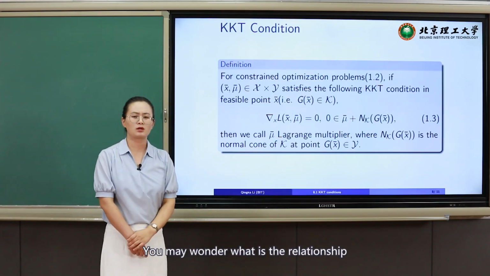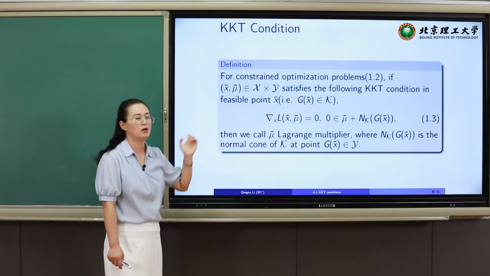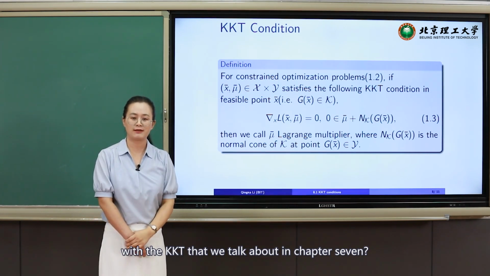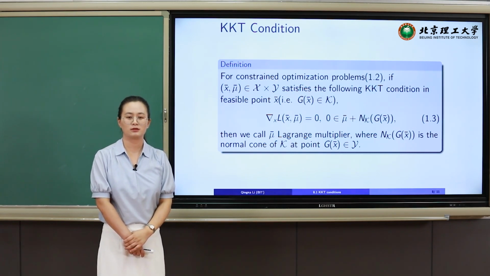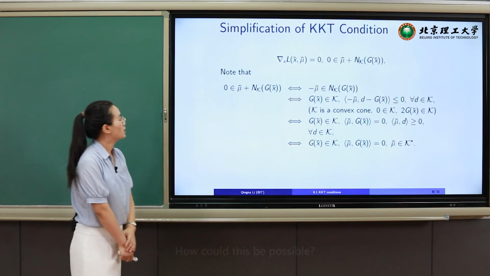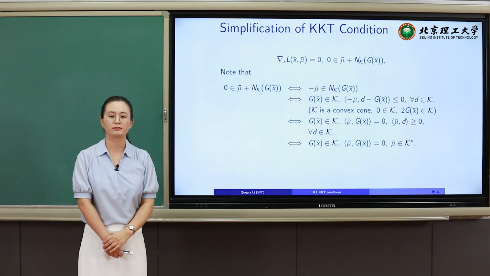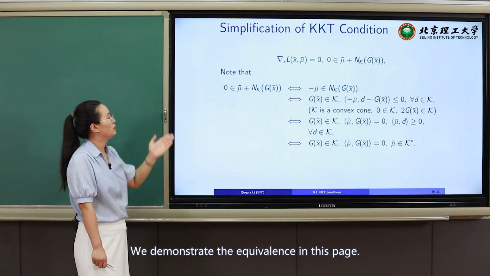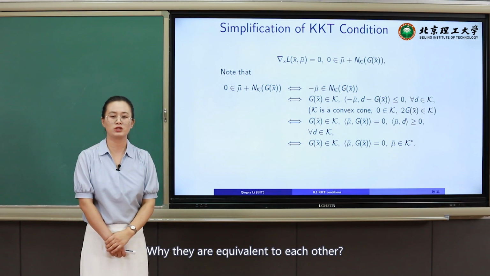So you may wonder, what is the relationship between the KKT here and the KKT that we talked about in chapter 7? Actually, the answer is they are the same KKT conditions, okay? So how is this possible? We demonstrate the equality on this page. Why are they equivalent to each other?